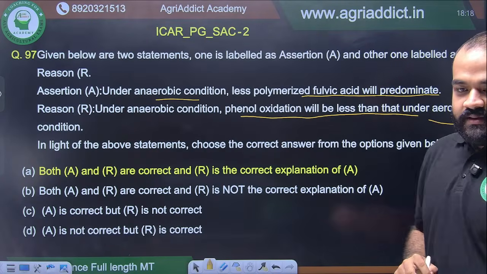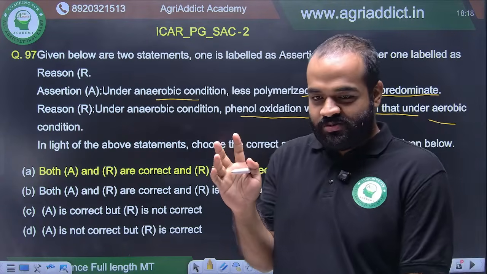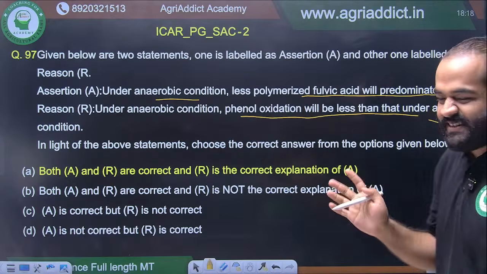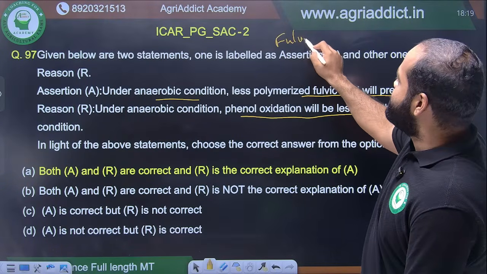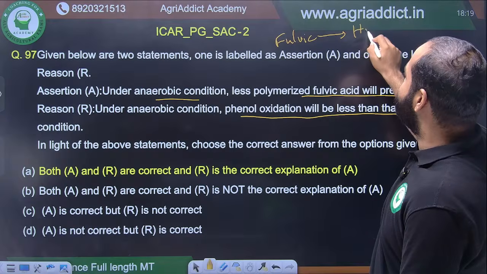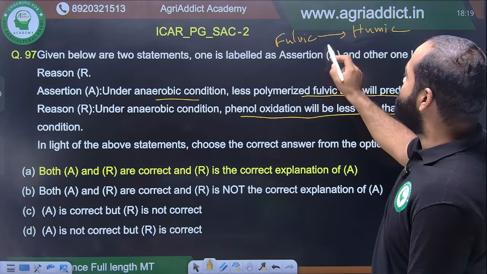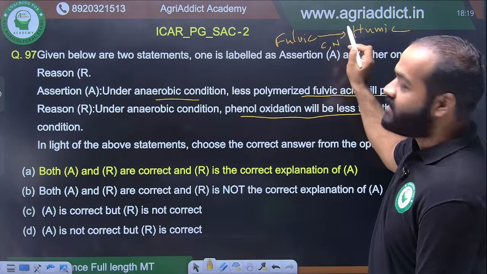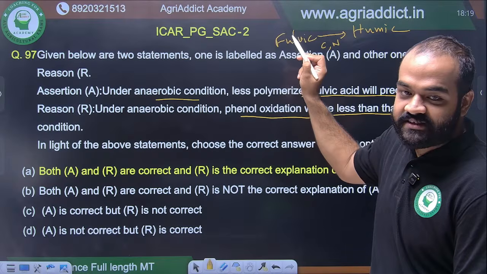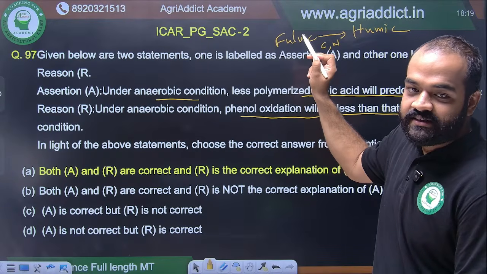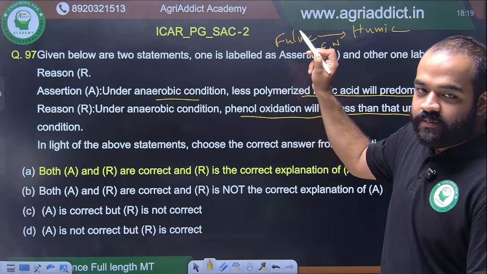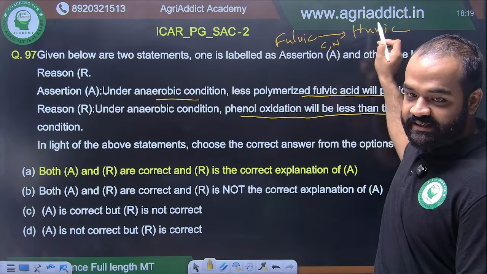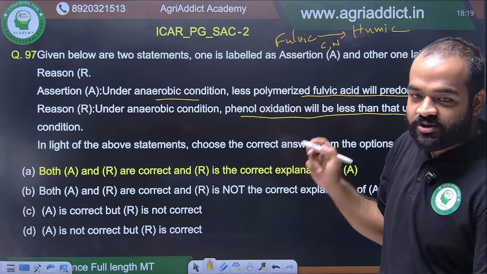Before anyone asks, let me tell you what the reason is, okay? This is a bit difficult. We all know that when we go from fulvic to humic, what happens to the C/N? Does it increase or does it decrease? The amount of carbon and nitrogen. When we go from fulvic to humic, does the amount of carbon and nitrogen increase or decrease?